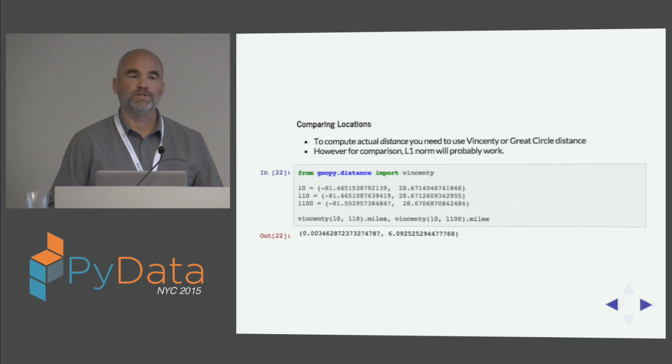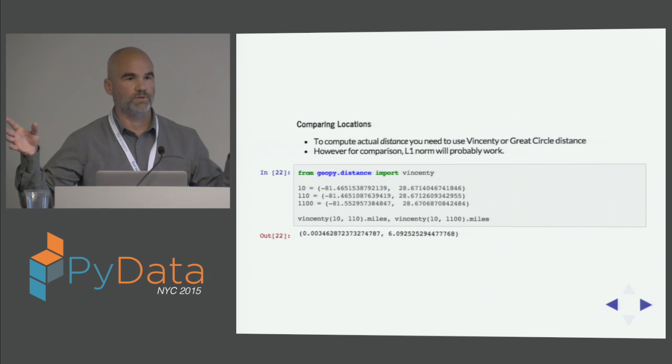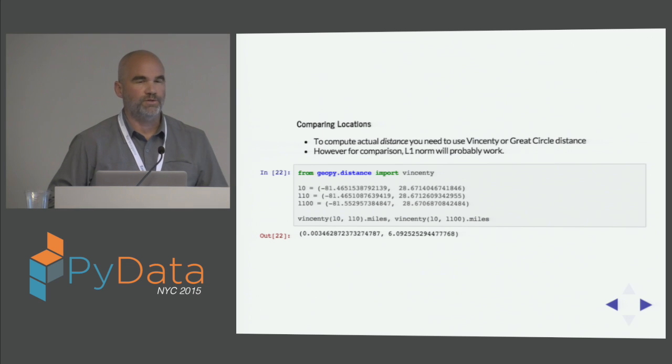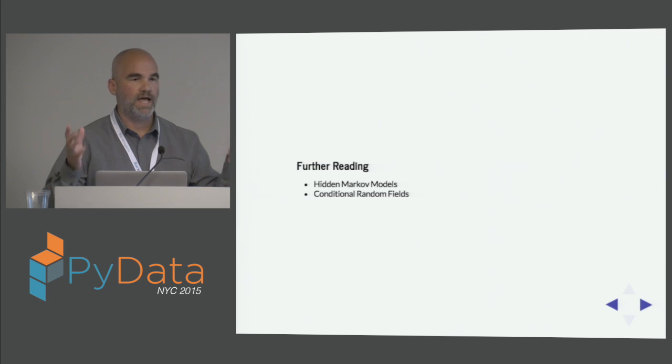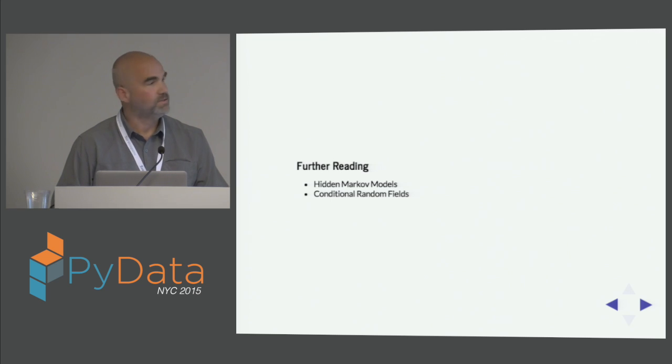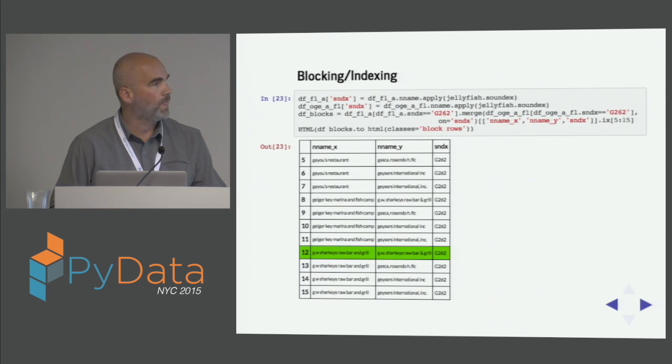Just quickly, to actually compare the distance between two places, you have to do what's called the Great Circle distance. In practice, you don't really need to do that for matching because you don't really care exactly how far apart they are, just are they close. There's been a lot of work on segmenting addresses and names using sophisticated techniques like hidden Markov models and conditional random fields. That's again a talk in and of itself, so I didn't want to go into that in detail.